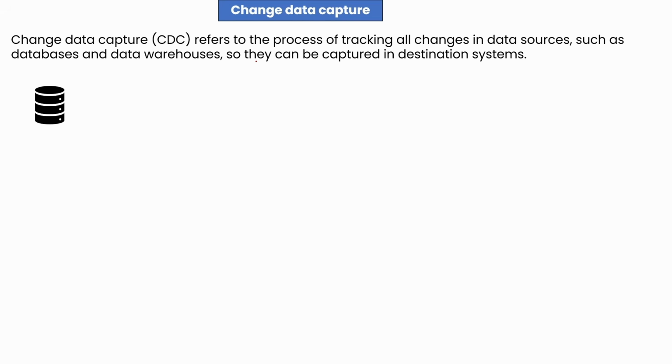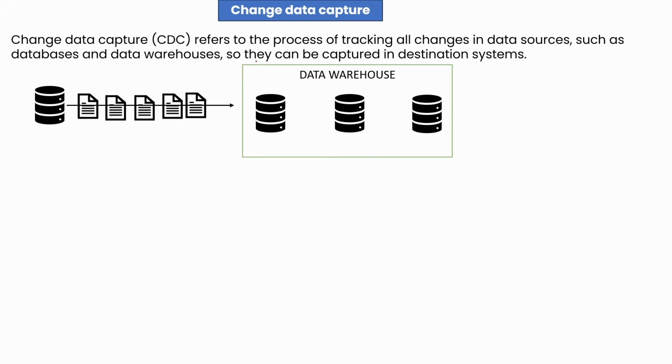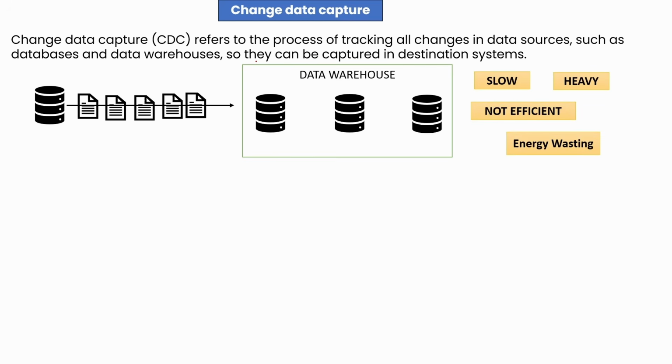or based on the schedule, the system would grab everything from the source database, millions of rows, and dump it into your data warehouse. The problem is it is very slow, it's heavy, and if you have billions of rows but only hundreds changed, you are wasting 99% of energy moving data you already have in your target data warehouse.